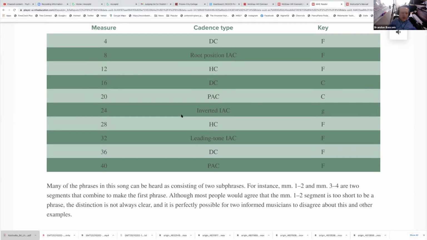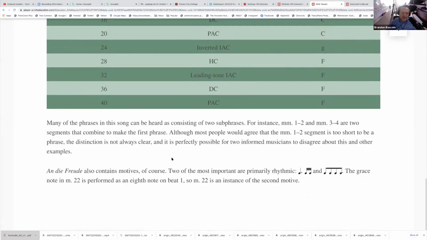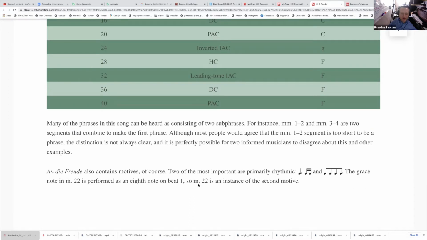Many phrases of this song can be heard as consisting of two subphrases. For instance, measures 1 and 2 and 3 and 4 are two segments that combine to make the first phrase. Although most people would agree that the measures 1 through 2 segment is too short to be a phrase, the distinction is not always clear, and it is perfectly possible for two informed musicians to disagree about this and other examples. I might add, it's also perfectly possible for two uninformed musicians to disagree about this and other examples, but whatever.